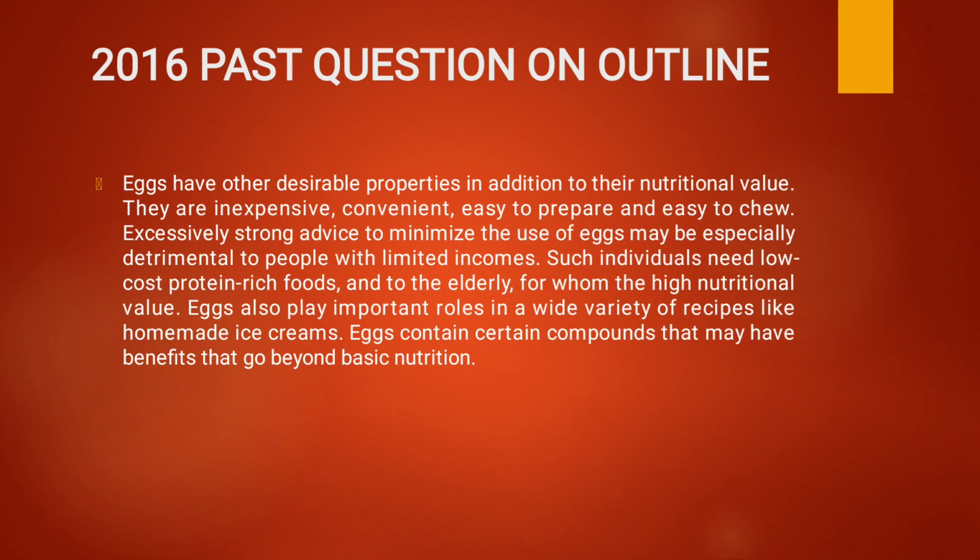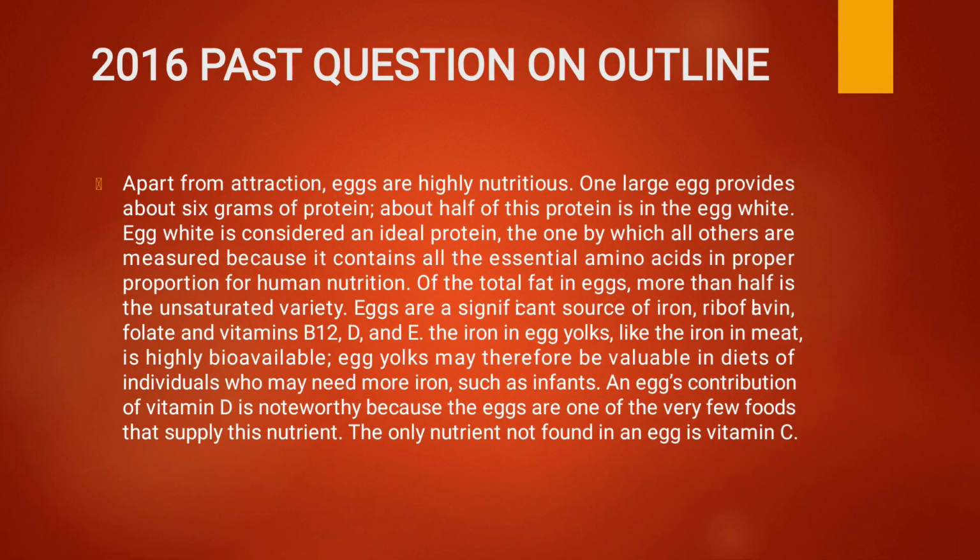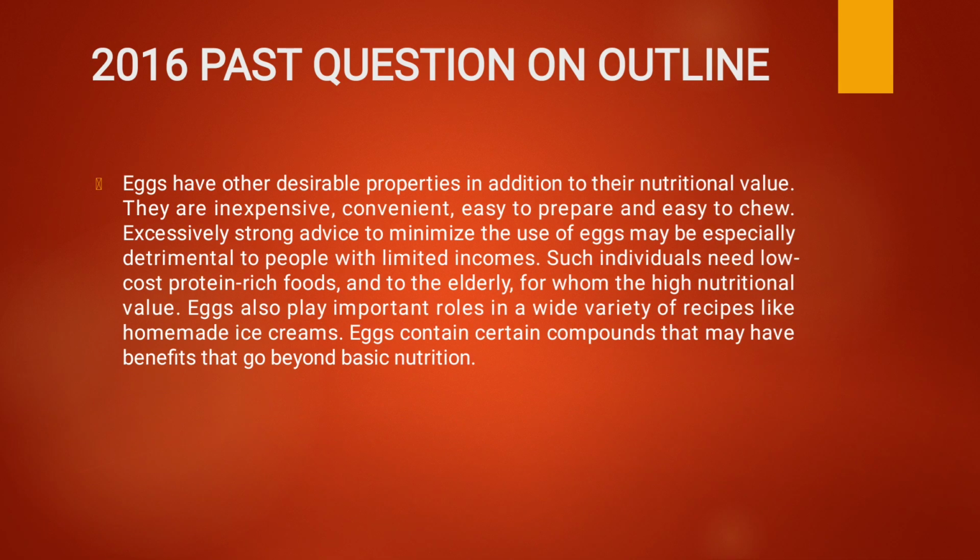Look at this paragraph. Eggs have other desirable properties in addition to their nutritional value. Here is the nutritional value. And here it is saying that eggs have other desirable properties in addition to their nutritional value. It means that within this paragraph, we are coming to talk about other desirable properties of eggs. Agreed?